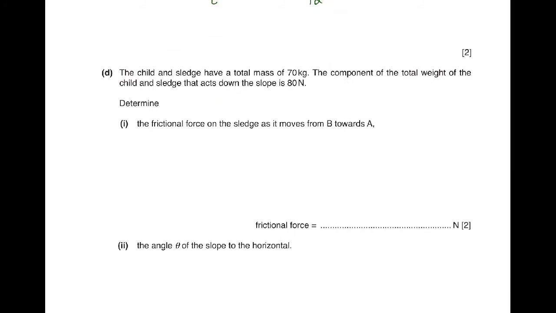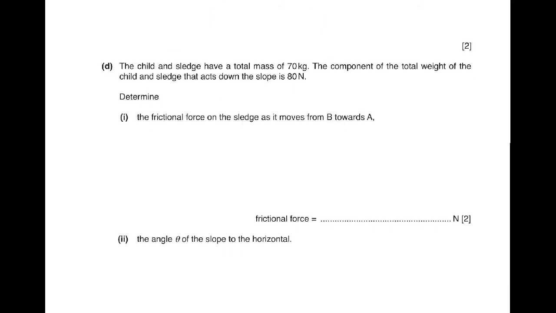In D, we're told that the child and the sledge have a total mass of 70 kilograms. The component of the total weight of the child and the sledge that acts down the slope, that is along the slope, parallel to the slope, is 80 newtons. We have to determine first the frictional force on the sledge as it moves from B towards A. This is a fairly common style of question as well, which is really looking at Newton's second law, in that the resultant force is equal to mass times acceleration.